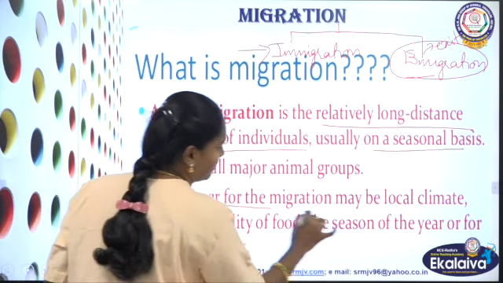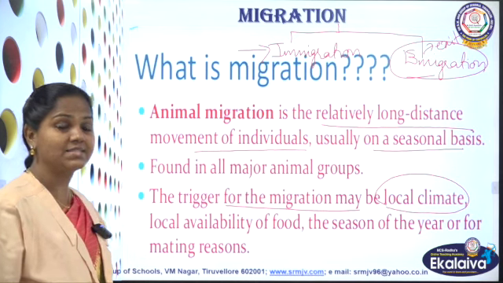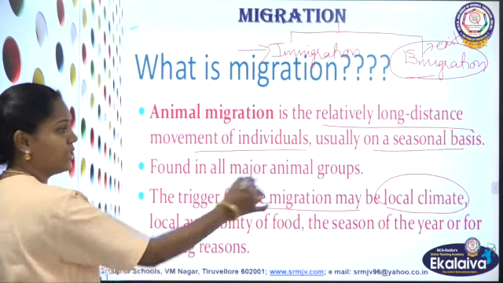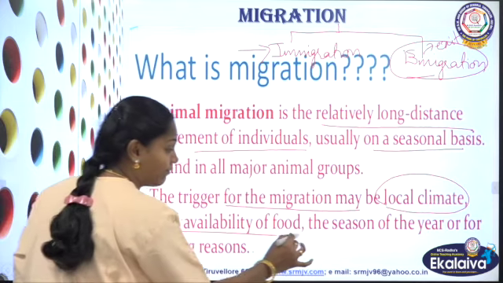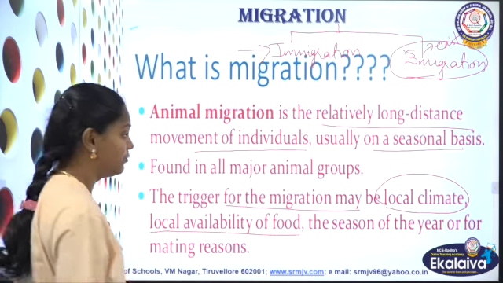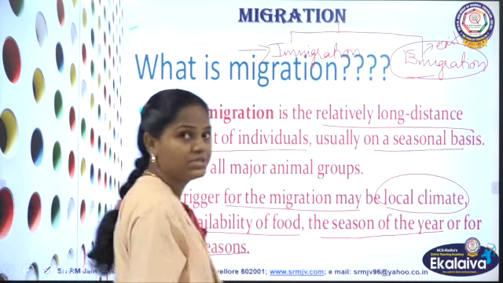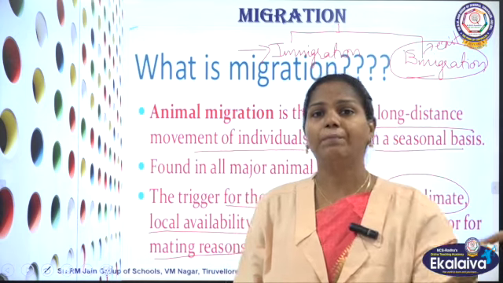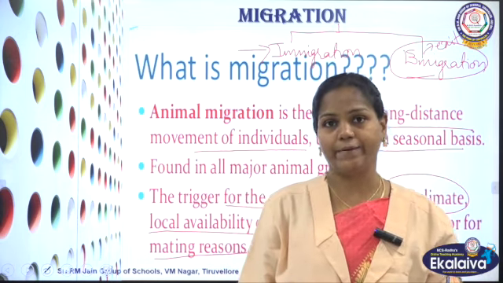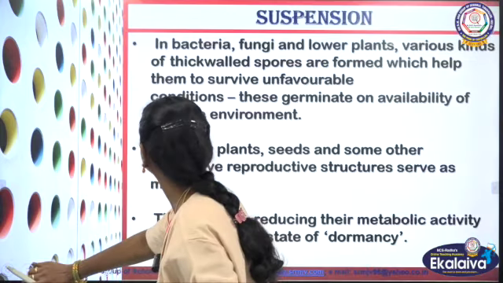The trigger for migration may be the local climate. What are the factors inducing migration? The local climate of that area, the local availability of food or scarcity of food, the season of the year, or mating reasons. Sometimes animals will migrate to some other area for these reasons. So, this is called migration.